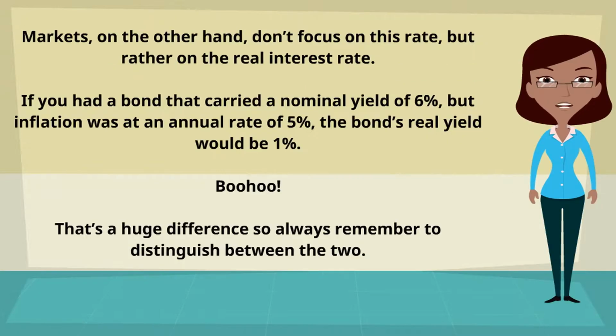Markets, on the other hand, don't focus on this rate, but rather on the real interest rate. If you had a bond that carried a nominal yield of 6%, but inflation was at an annual rate of 5%, the bond's real yield would be 1%. Boo-hoo. That's a huge difference, so always remember to distinguish between the two.